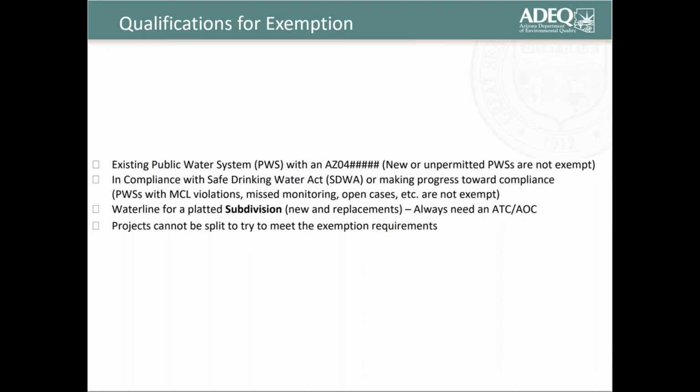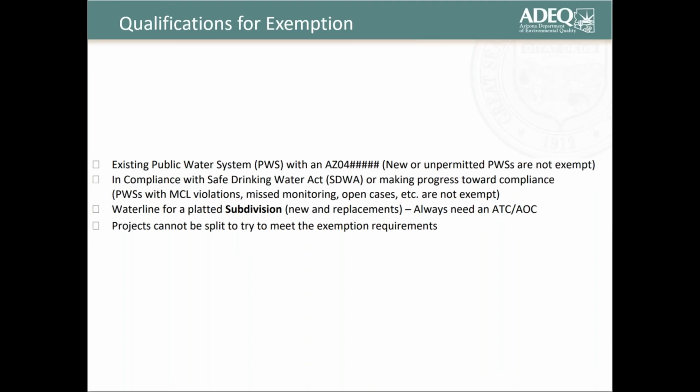So it's not a segue to, if the public water system is not in compliance, for them to get a project moving. They can't just go through the exemption process. They have to be in compliance first. The water line must not be for a subdivision, and projects cannot be split to meet the exemption requirements. So meeting these qualifications does not always guarantee exemption from plan review, but these are the basic requirements that allow for the opportunity to be exempt from the ATC and AOC process.